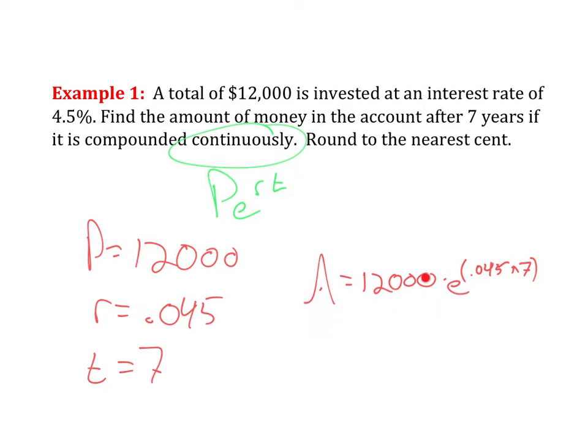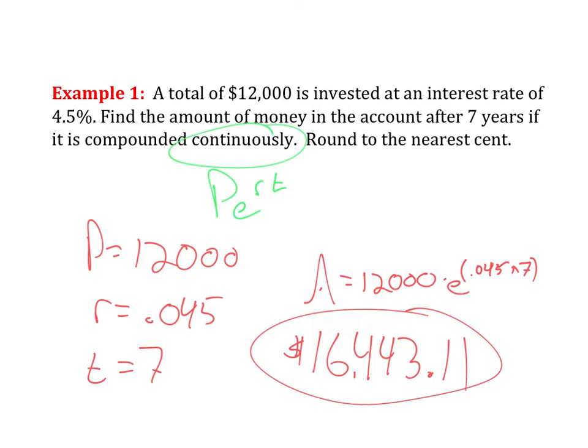This is a one-step straight to the calculator expression. Make sure you're being responsible with the parentheses up here in the exponent. Now when we do this, we should expect an answer greater than 12,000 if we're making money. So if you get something that's not bigger than 12,000, I think we've goofed. So let's see, I'm getting $16,443.11. So if you need to check that with your calculator to make sure we have those keystrokes being pressed, go for it.